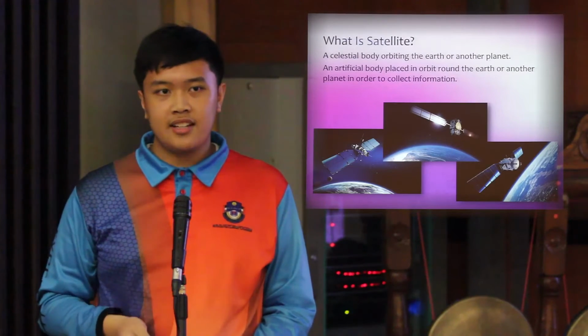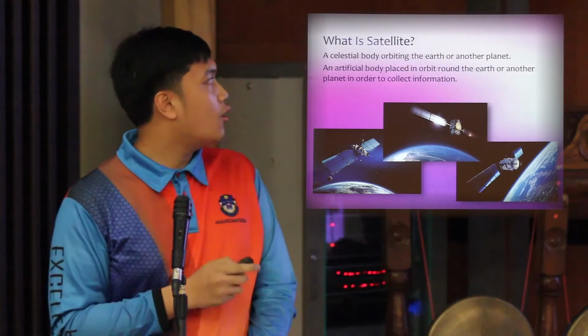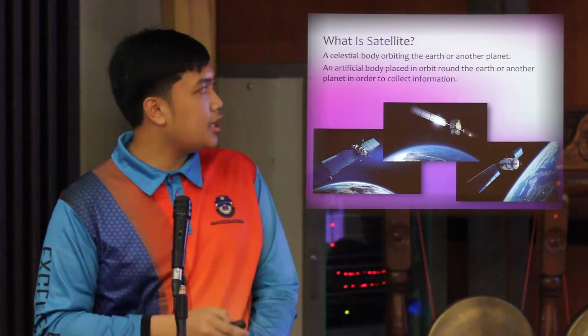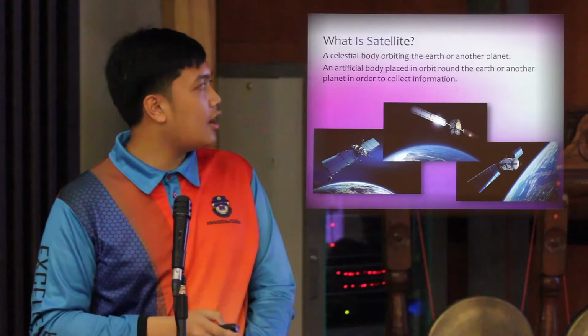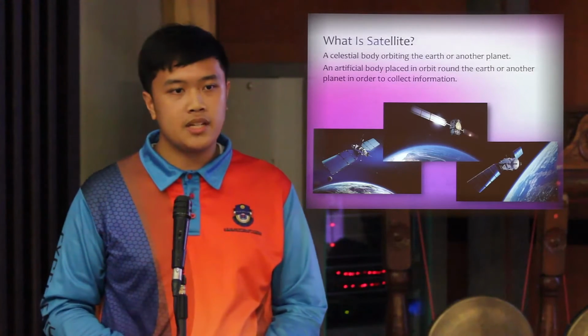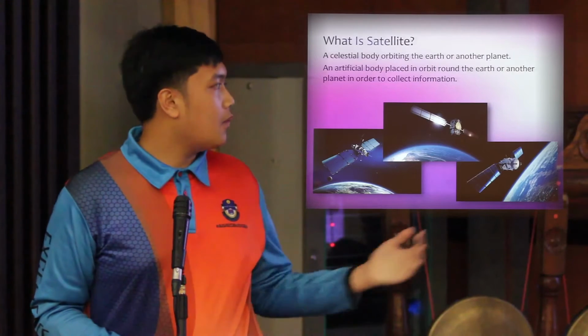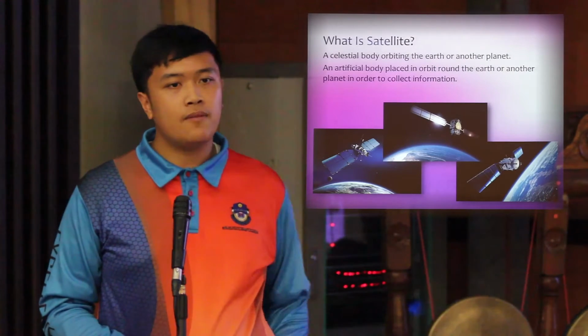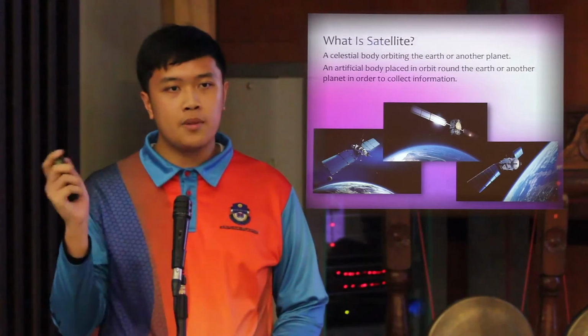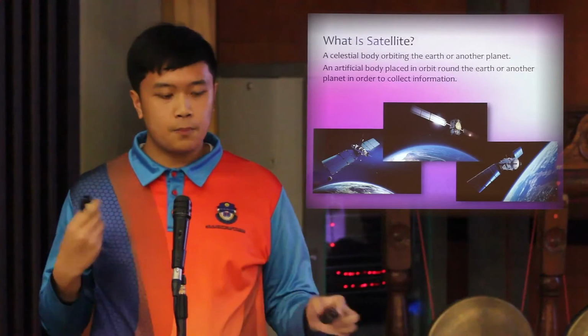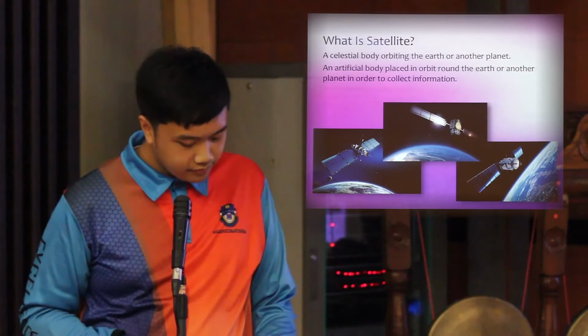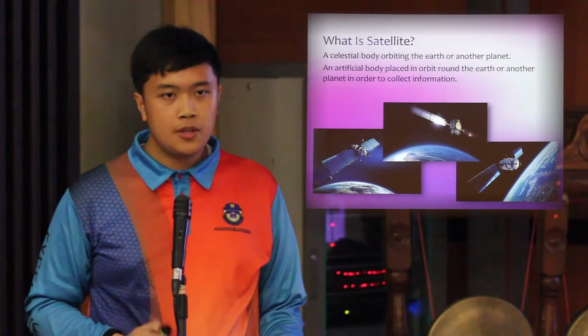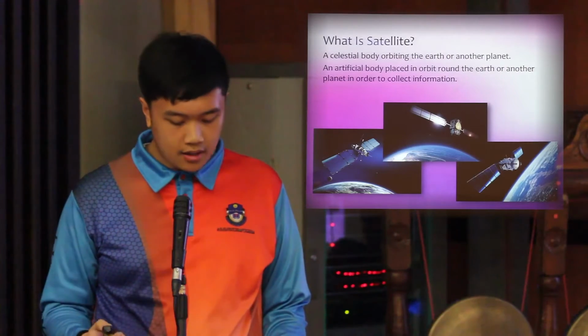An artificial satellite is a man-made object or an artificial body which is placed in orbit around the Earth or another planet in order to collect information. What you see in front of you is an example of artificial satellites because they orbit the Earth. So that is the basic principle behind the satellite. Now, you know the basic view of what satellites are.